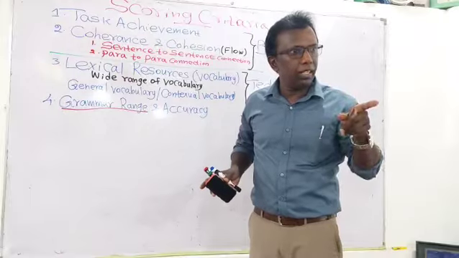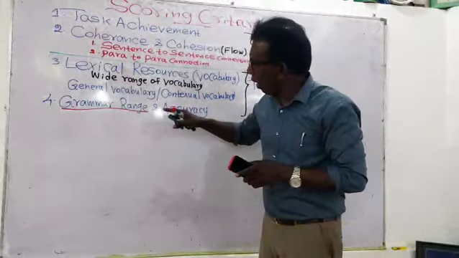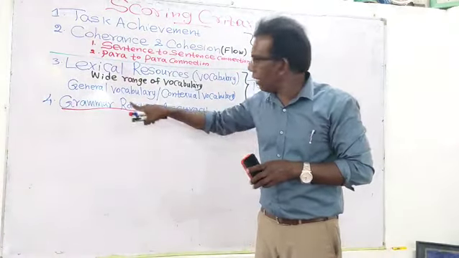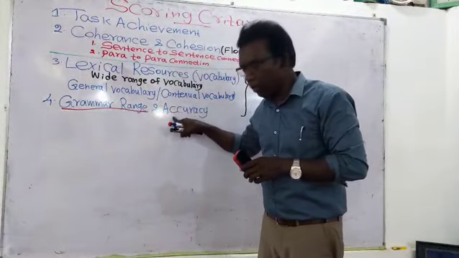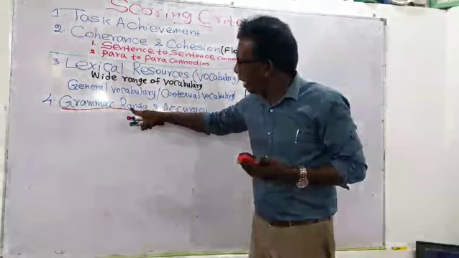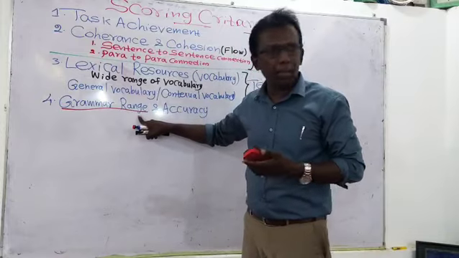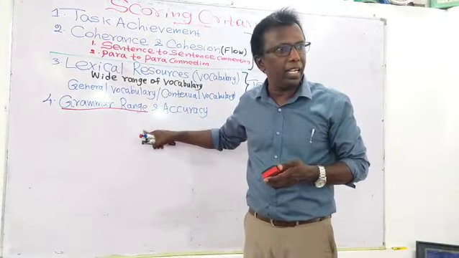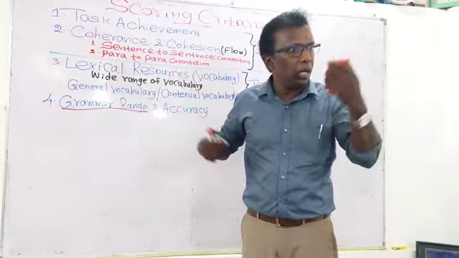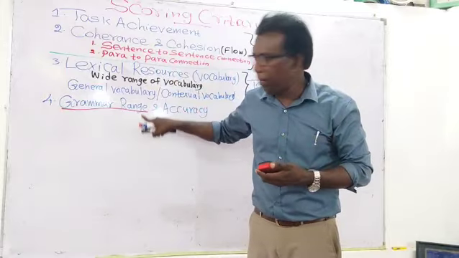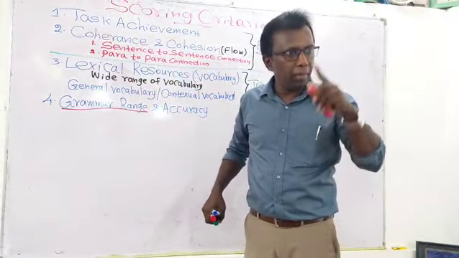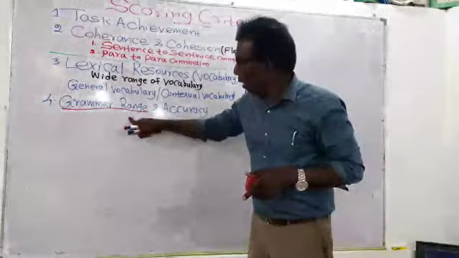In our next session, we are going to understand especially this fourth criteria, grammar range and accuracy. We'll see how we show the examiner that my grammar range and accuracy is high. If you can show that, that is great. Why? Because this is a very special criteria. It checks your grammar.